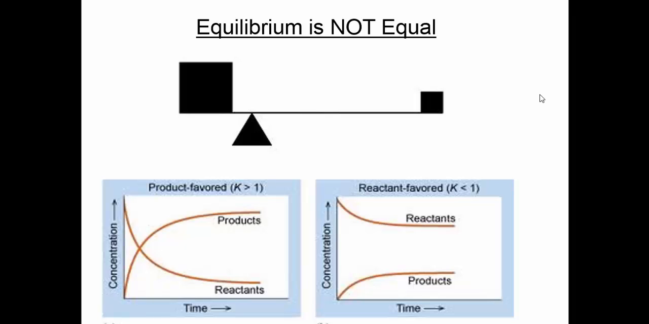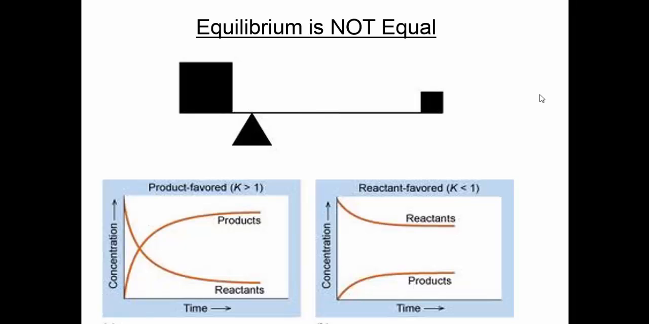The diagram above is a very nice visualization of the idea that when we talk about equilibrium, it does not mean things are equal. You'll notice that the large object on the left is a very large amount of material. That's the big box. And the object on the right, there's a small amount of material. And so the amount of material on the two sides of this teeter-totter is not the same.